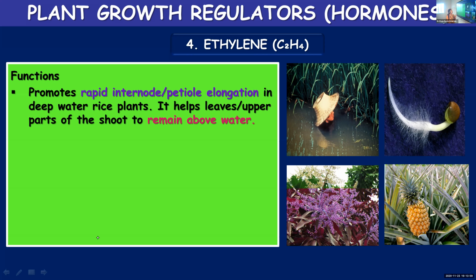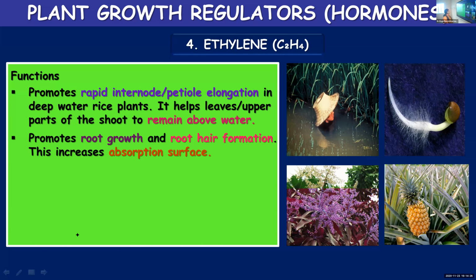In deep water, it is essential for the rice plants or paddy plants to have standing water for producing better yield. In such plants, this hormone will facilitate the rapid internode and petiole elongation. When that happens, the plant can increase in height so that the leaves as well as the upper part of the stem can remain above water.